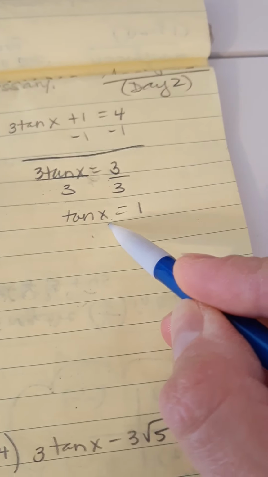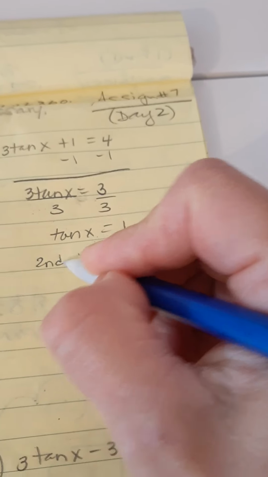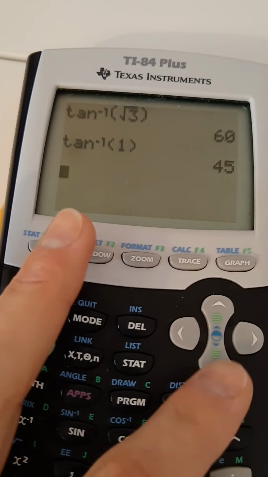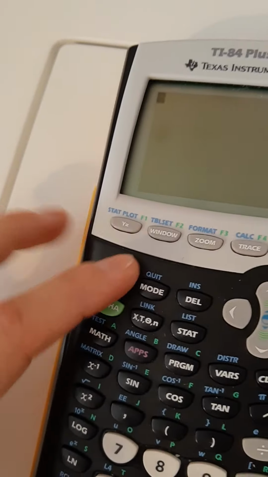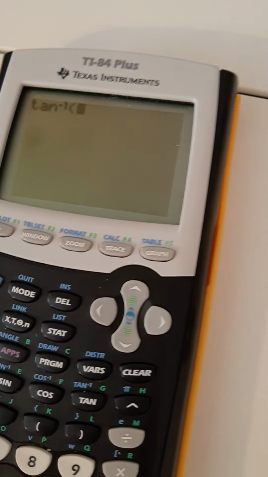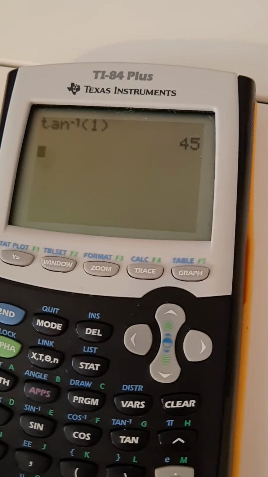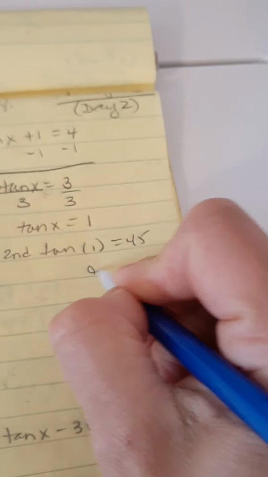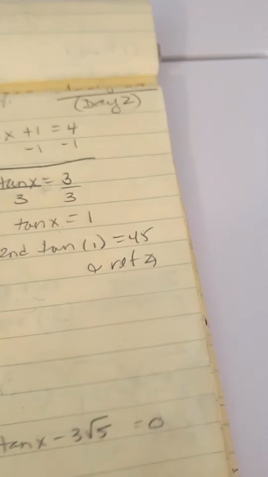Okay, so we left off that tangent of angle x equals 1. In order to find angle x in the calculator, you type in second tangent, then type in 1, and you get 45 degrees. So what that means is your reference angle is 45 degrees.